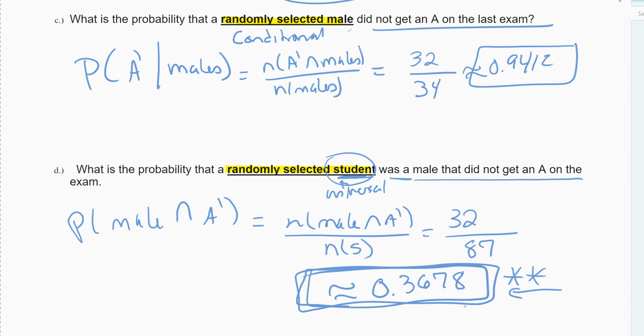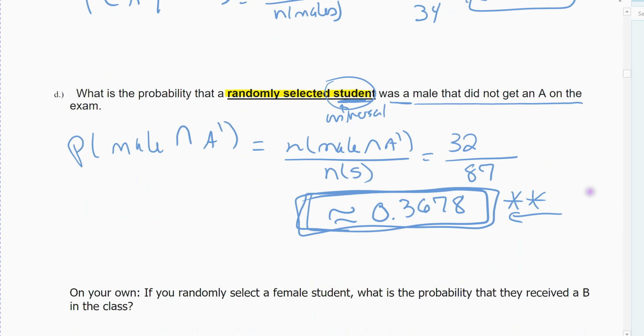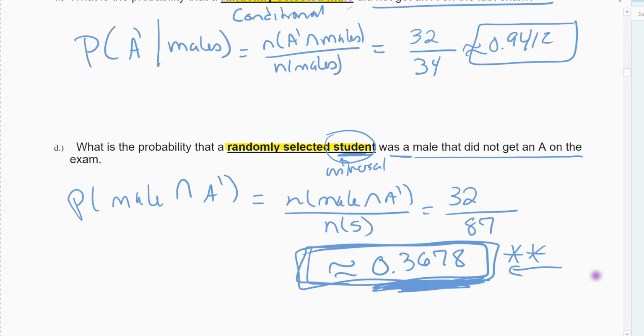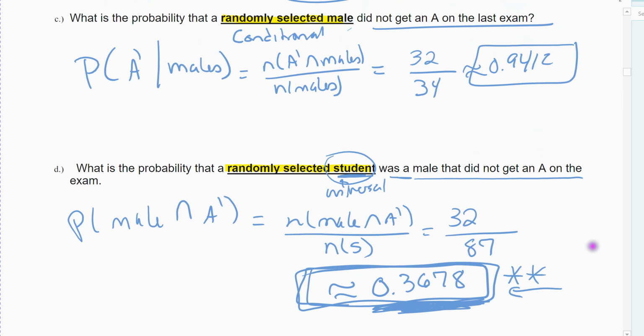The 0.3585 actually is the answer to the next question. In case you want to know, that's the one you're supposed to try on your own. Alright, so make sure you correct that in your notes. So erase what I had up there before, which was the 0.3585, and write 0.3678. So 32 divided by 87 is 0.3678. Alright, so again, make sure you make that change.